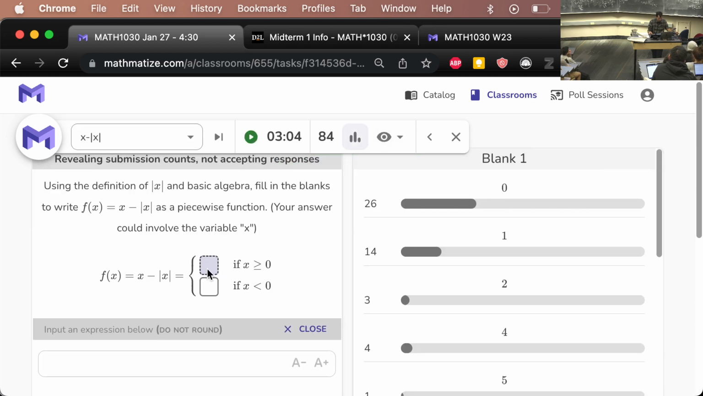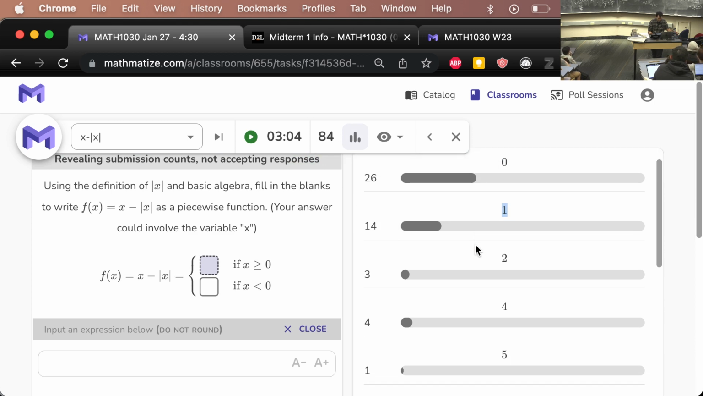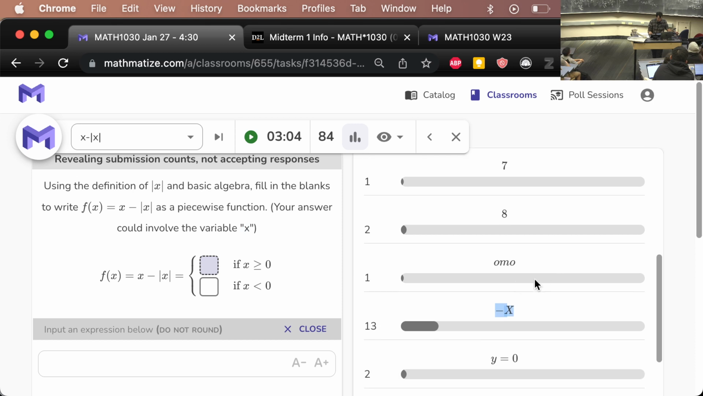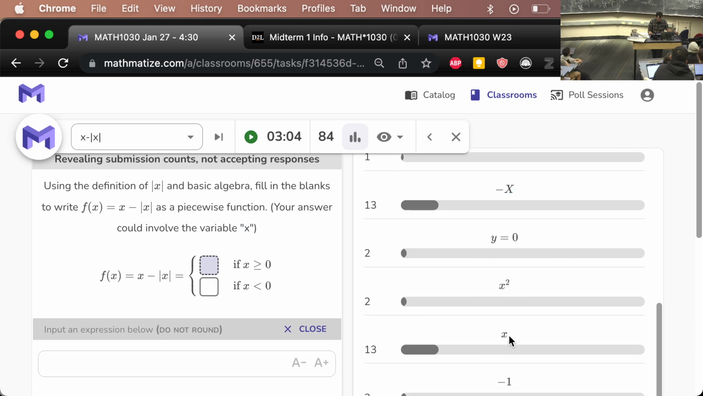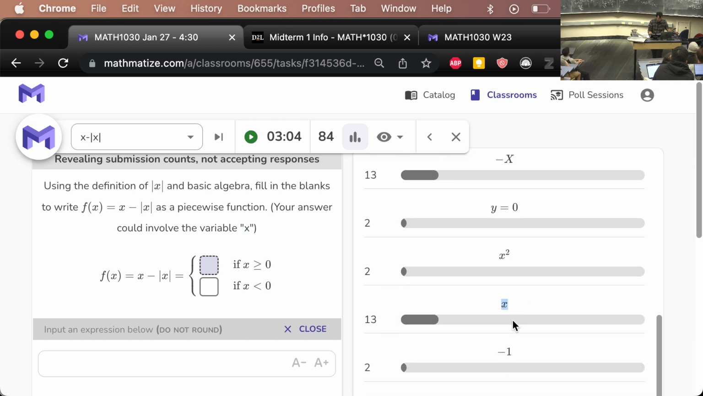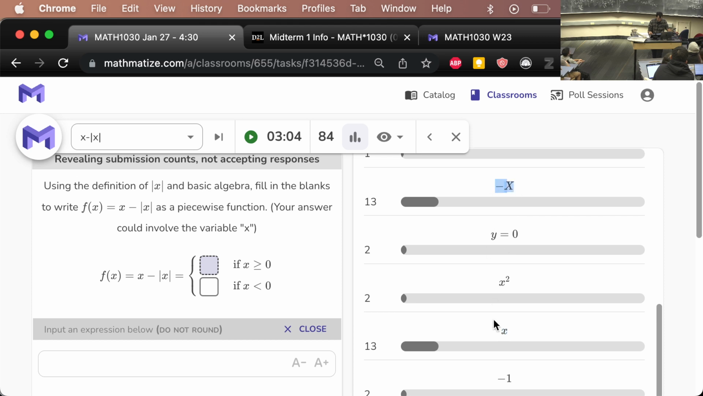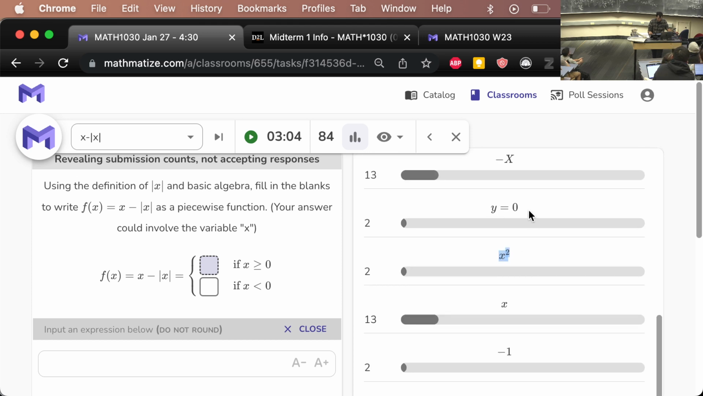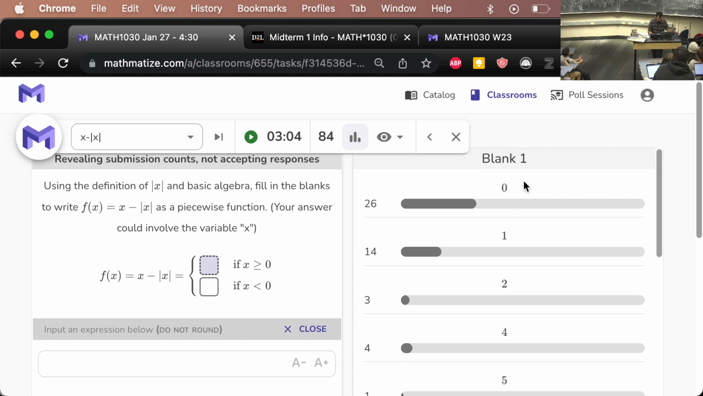A lot of people in the first blank said 0, 26 out of 84. I guess around a third of the people said 0. Some people said 1. Remember, your answer might depend on x. Minus x was popular. Some people did it with a lowercase x, but they did a plus x. So we got some x's, some minus x's, x squared. Y equals 0, I guess y equals 0 is the same as 0. So 0 seems to be most popular here.